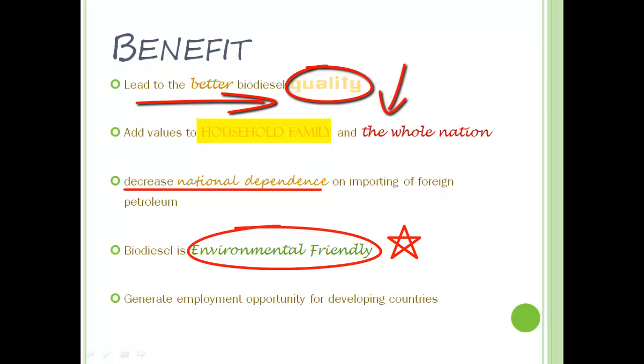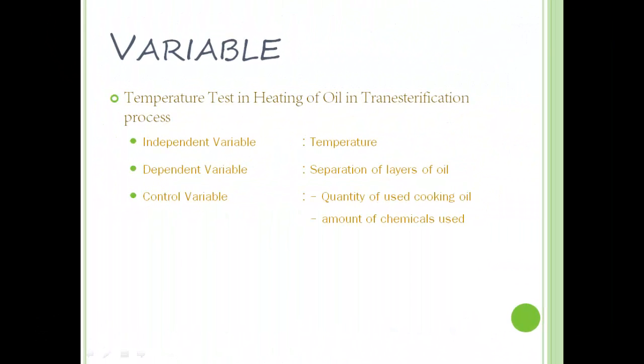opportunities for developing countries. Variables: I have to inform you that there are 2 experiments in this project, and the first one is the temperature test in heating of oil in the esterification process. The independent variable is temperature. The dependent variable is separation of layers of oil. And what we have to control is the quantity of used cooking oil and the amount of chemicals used.